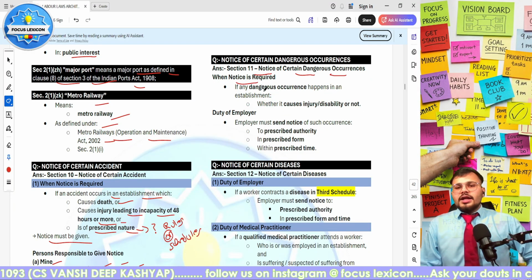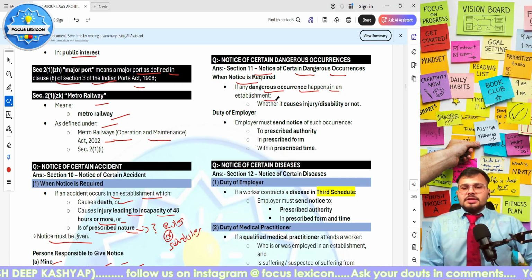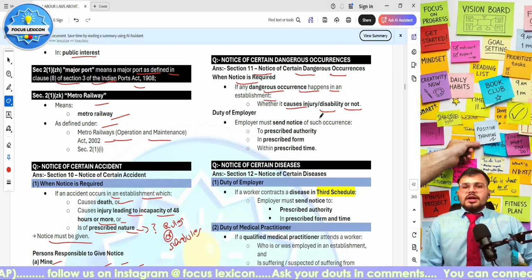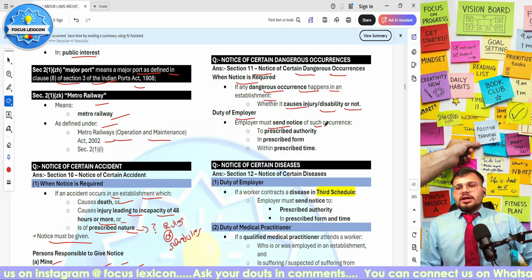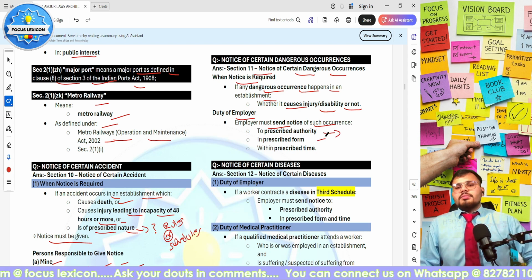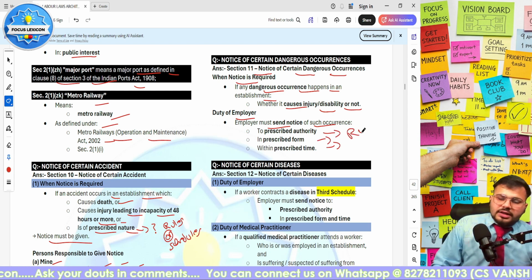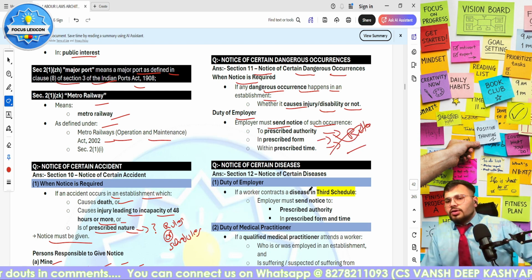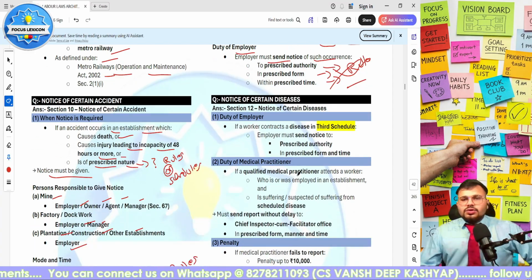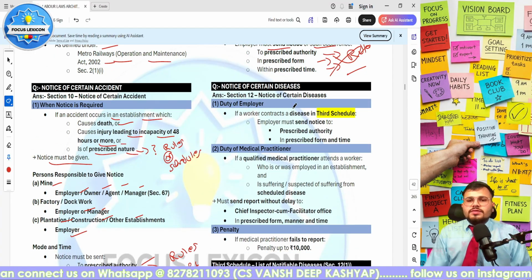When is notice required? If any dangerous occurrence happens in any establishment, whether it causes injury or disability or not, it is the duty of the employer to send notice of the occurrence to the prescribed authority in the prescribed form and manner. These are prescribed in rules, and the rules are not notified yet. Then, notice of certain diseases, Section number 12.